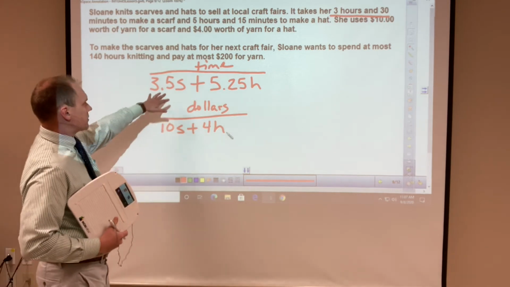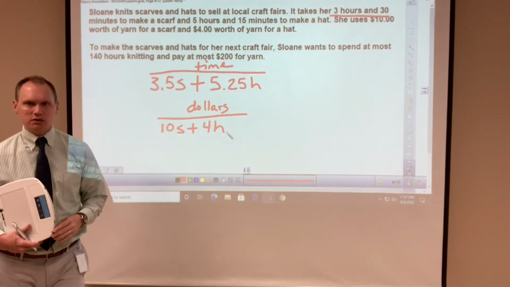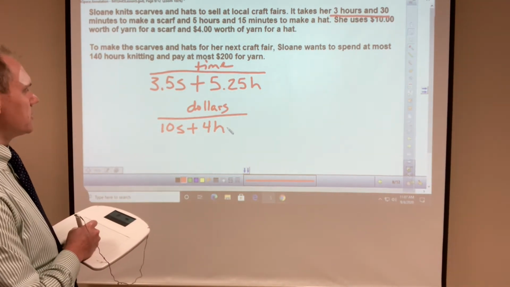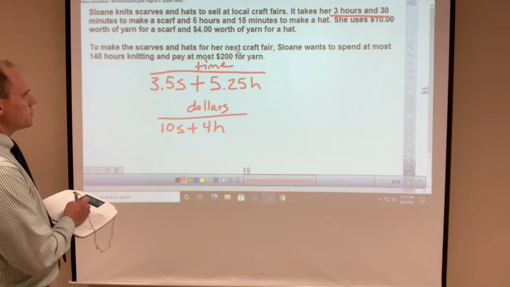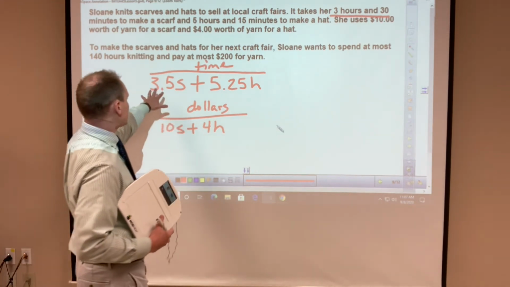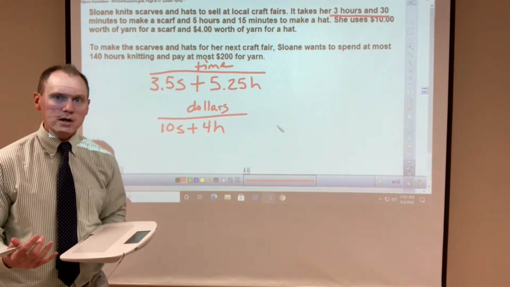So this expression represents how much time she takes given a certain number of scarves and hats, and this represents how much she spends to make S scarves and H hats. It says she wants to spend at most 140 hours knitting, at most. So this time, at most 140 hours. So can she spend 140 hours? Yes.